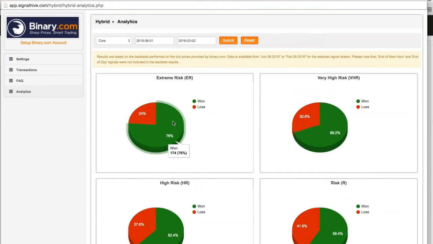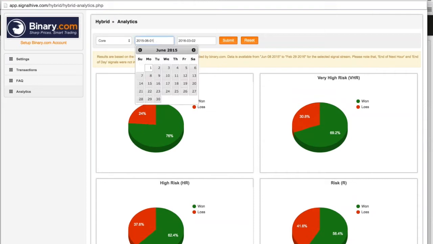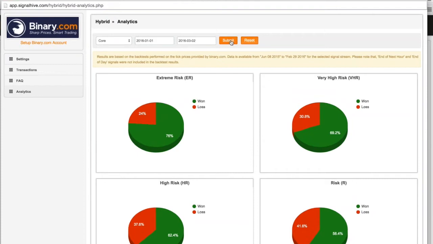Let's do the same thing we did with Turbo. We were tempted to go for ER with Turbo, but when we reduced the observation period to just January until today, January 2016, it didn't work so well. ER failed. But with Core, from January until today, the win rate is actually higher than the long-term mean. It's actually 83% win rate with 24 signals, 24 wins and 5 losses. Remember, again, I'd like to remind you, this is real-world performance on your binary.com account.